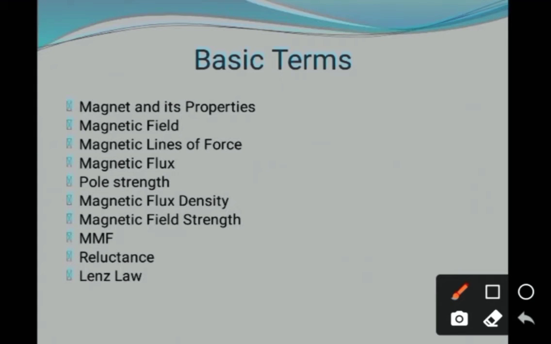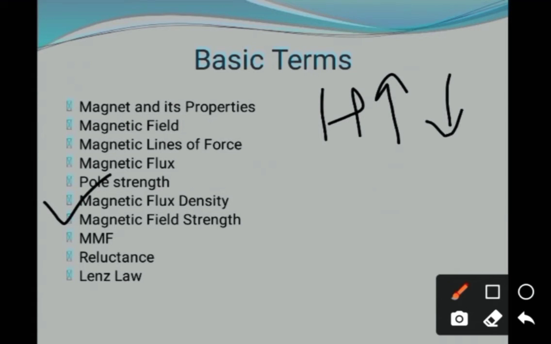Next term is magnetic field strength. It is denoted by letter H, and it represents the strength or weakness of a magnetic field. If the value of magnetic field strength is higher, it represents a strong magnetic field. If the value of H is lesser, it represents a weak magnetic field. And magnetic field strength is defined as the force experienced by a unit pole when it is placed at any point in the magnetic field. So firstly we consider a magnetic field.